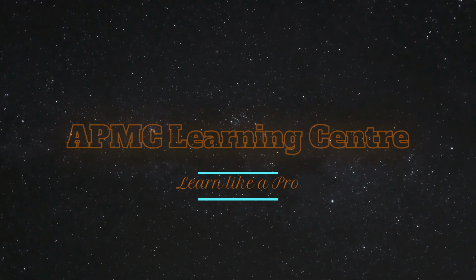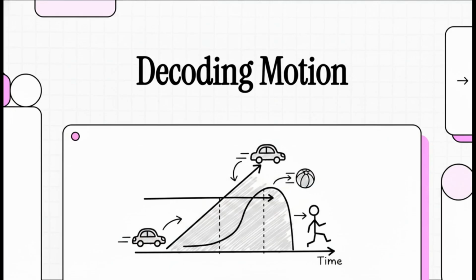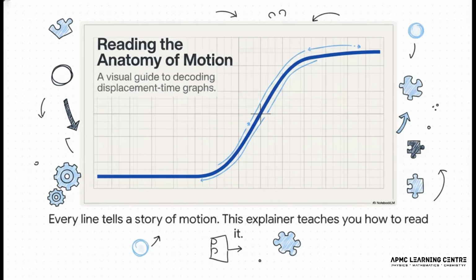Learn like a pro. Have you ever stared at a physics graph and it just looks like a jumble of random lines? Well, believe it or not, every single one of those lines tells a story. It's the visual tale of an object's journey. And today, we're going to learn exactly how to read it. Let's dive in.